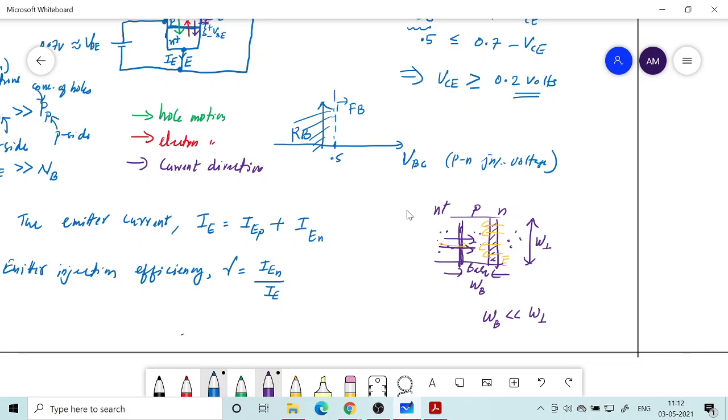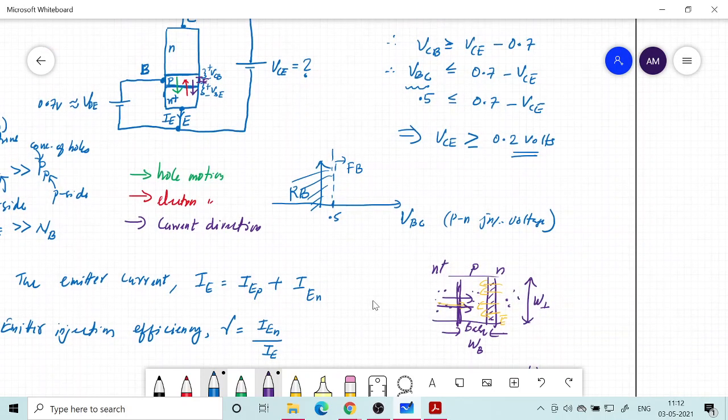What is going to happen if you keep this condition? The majority of the electrons reaching the base will go into this reverse biased junction and be swept away by the electric field in that junction. They will reach the collector side and contribute to the collector current. We want that to happen, and therefore W perpendicular should be much greater than the width of the base region. So this up and down width should be much smaller than the horizontal width.